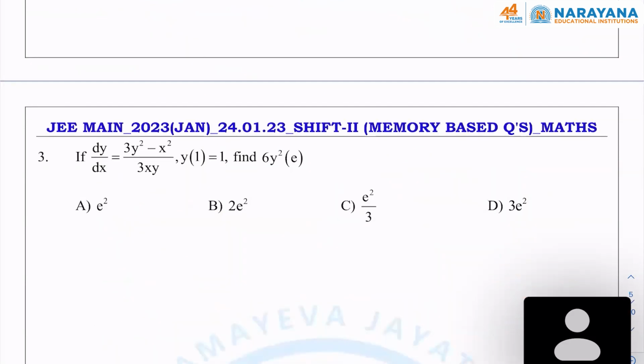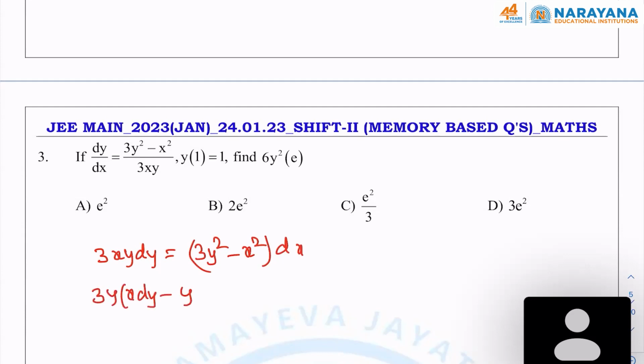It's a question on differential equation. dy by dx is equal to 3y square minus x square by 3xy, and y of 1 is equal to 1. They're asking 6 into y square e. So here I want to solve the differential equation. 3xy dy is equal to 3y square minus x square into dx. So 3y into x dy minus y dx is equal to minus x square into dx.